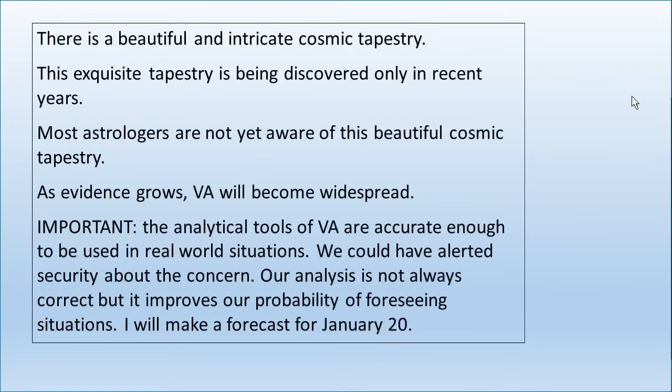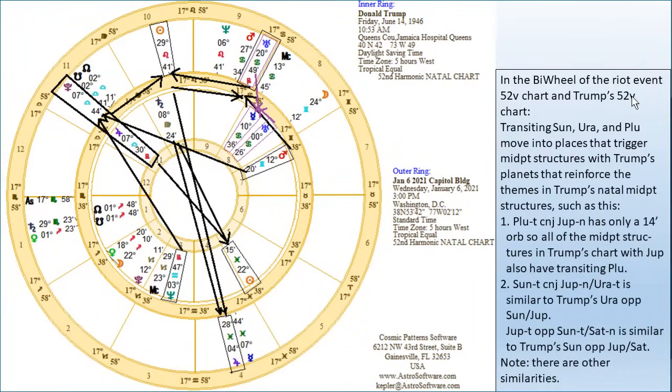If we were consulted, we could have alerted security about the concern. We could see that these resonances are going on, and we will show that there is concern for January 20th. There will be some violence of a different kind on January 20th, and so I will share that. So our analysis is not always correct, but it improves our probability of foreseeing situations. Right? I hope all that makes sense. Just kind of summarizing where we're at and what's going on with vibrational astrology.